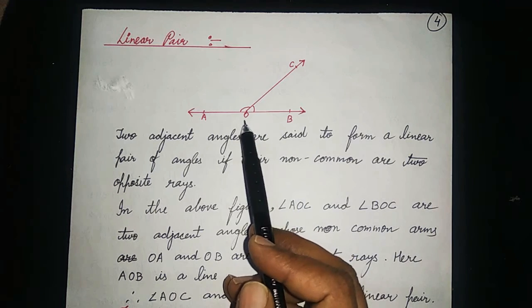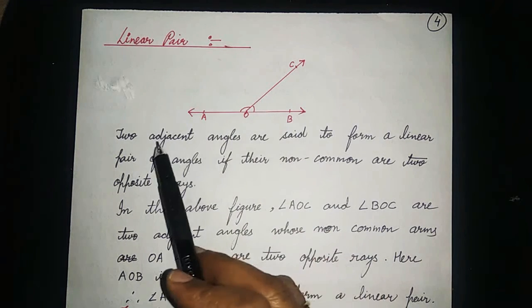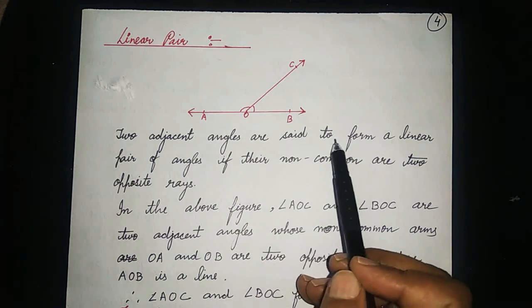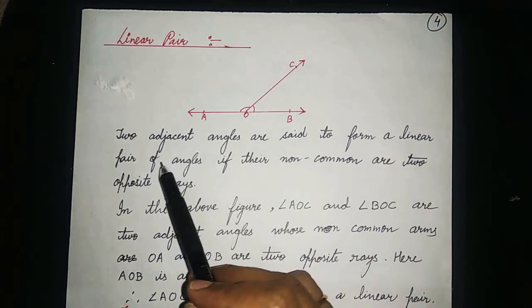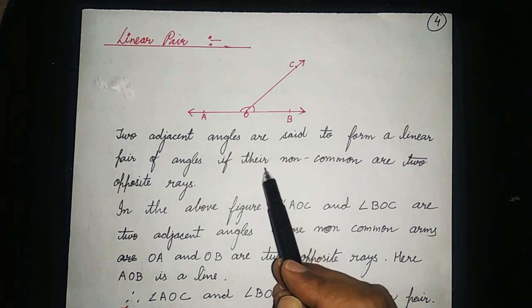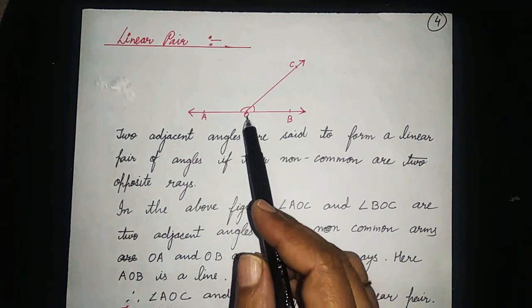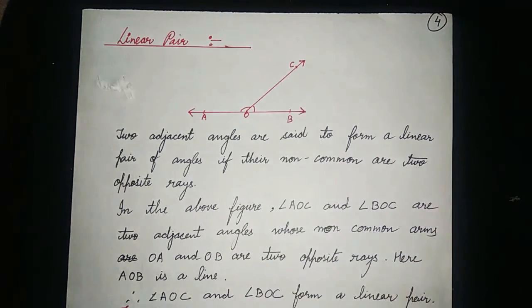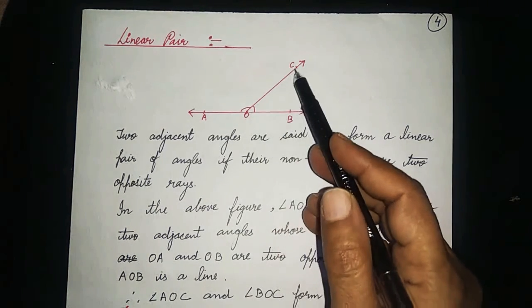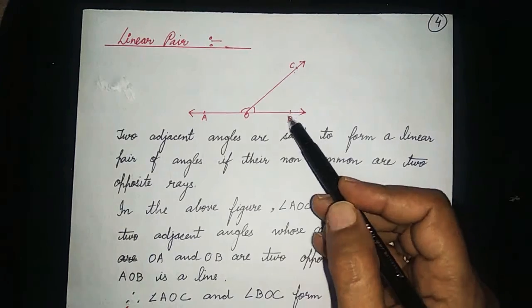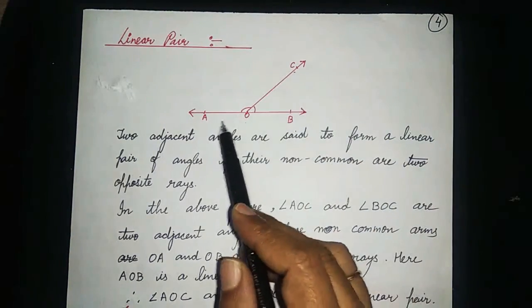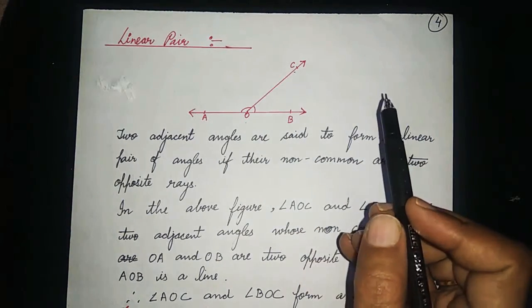Okay, so you can say that two adjacent angles are said to form a linear pair of angles if their non-common arms are two opposite rays. So here angle AOC and angle BOC form a linear pair.